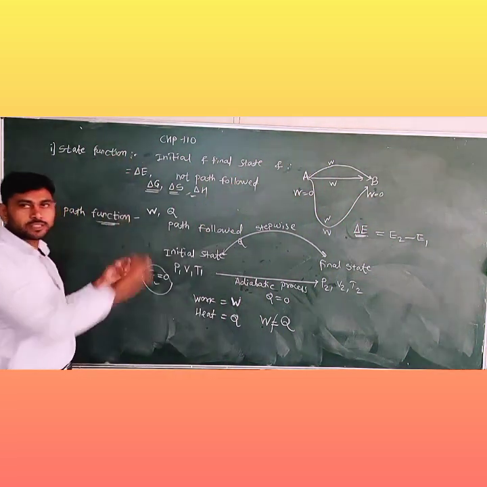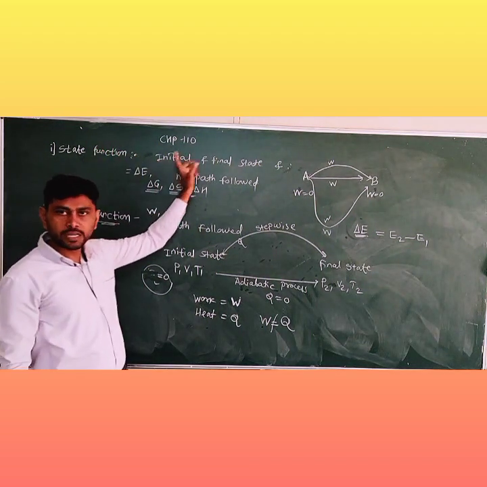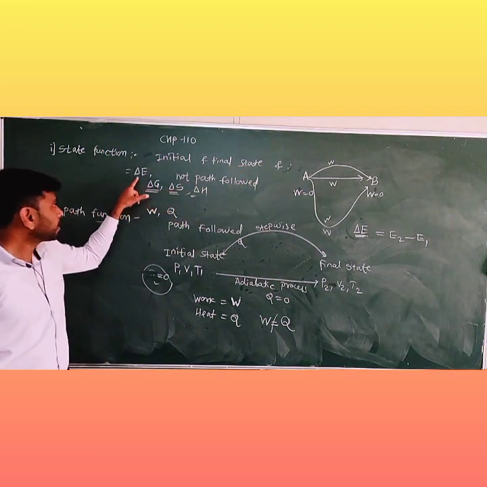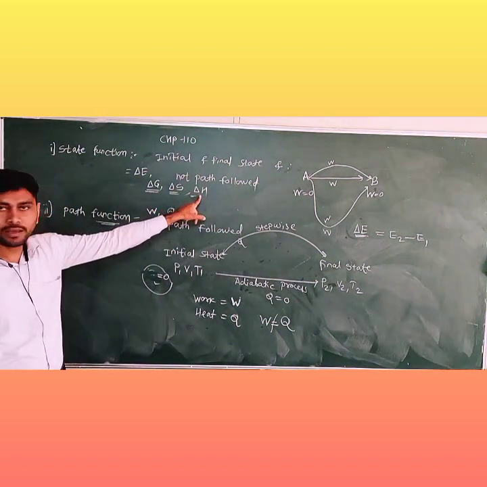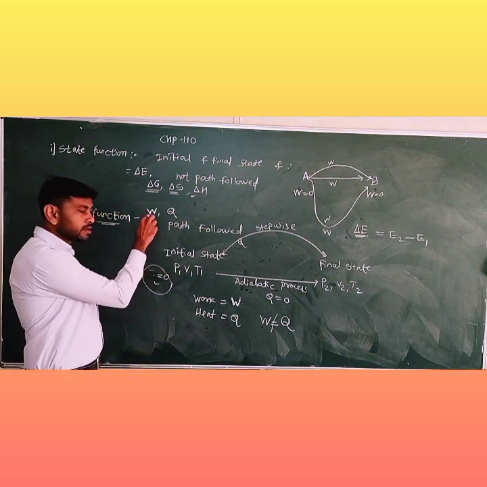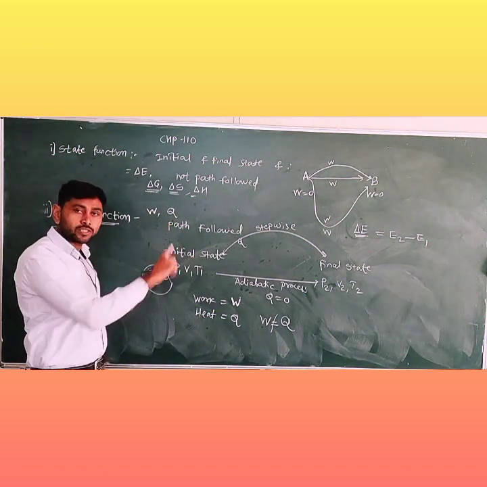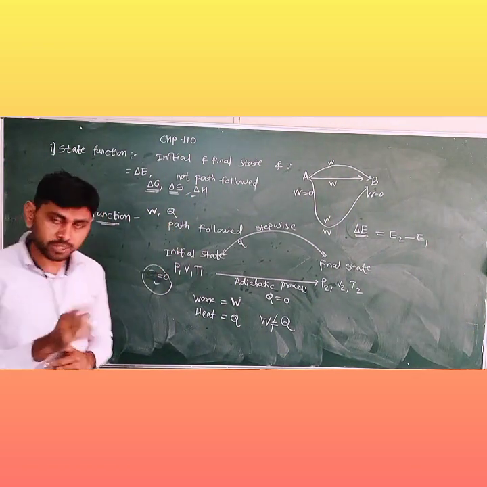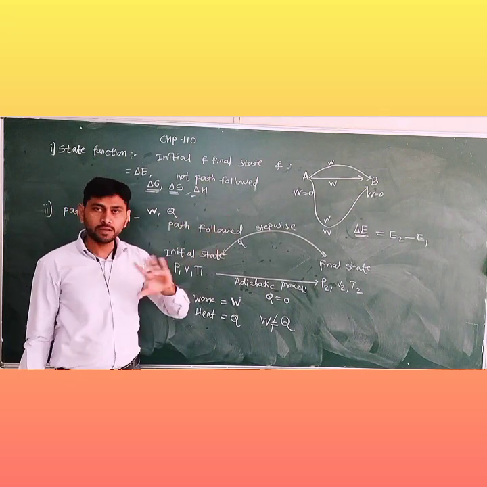So this is the basic difference between state function and path function. State functions depend on initial and final states only, and they are indicated by this difference, delta. So delta E, delta S, delta H are state functions. And path functions have total quantities such as W, Q, which occur only during the process. When the process stops, these quantities have no value.